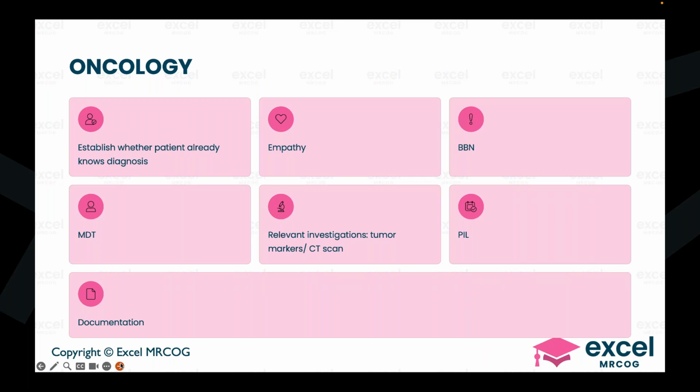This is something that happens almost every mock exam that we take, almost every class or session that we take with a new batch of students. They just say that there is sinister pathology and that's it. And the patient is supposed to interpret that. Never happens that way. Okay, so please tell her that this is cancer. MDT is important, definitely. Relevant investigations. Do not forget tumor markers, CT scan, PIL, documentation.